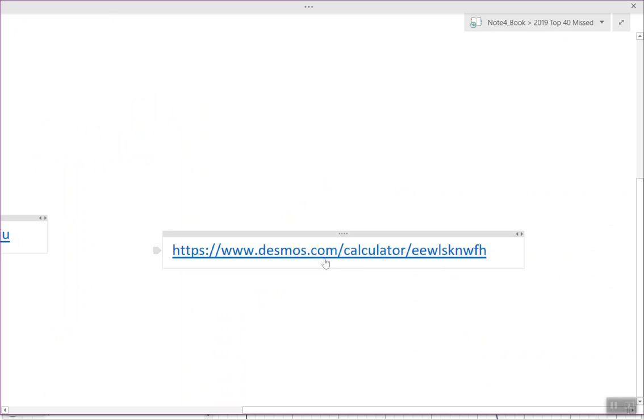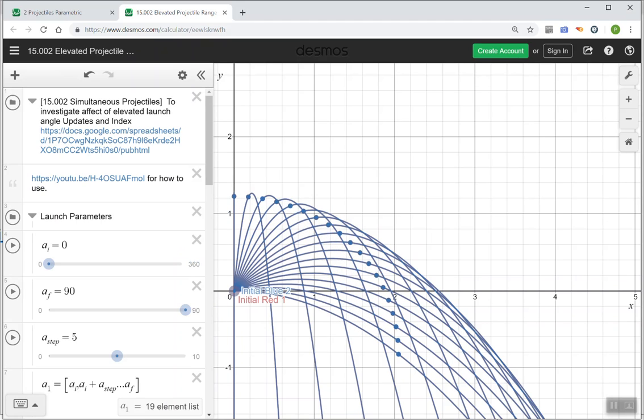Okay, and let me show you the second one I made so you can see a bunch of launches simultaneously. It's very pretty. So here's what it would look like if you launched at 0, 5, 10, 15, 20, all the way to 90 degrees simultaneously. 45 degrees still gives you the farthest range. 90 degrees still gives you the most time. Also worth noting is complementary angles give you the same range. So like 30 and 60, 20 and 70, etc. Plus, it's just really pretty.